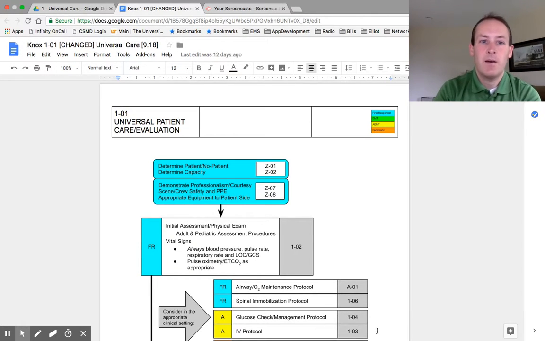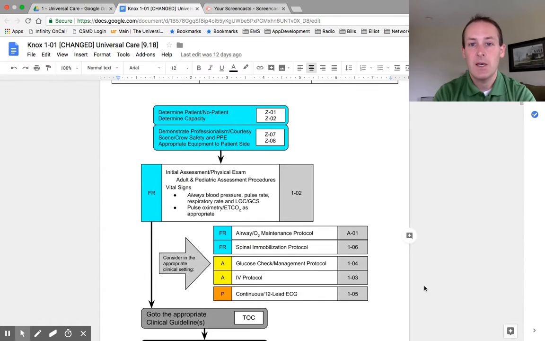Welcome back. I'm going to talk through the very first section in the clinical guidelines. This is 1-01, which is Universal Patient Care and Evaluation. Essentially, this is a guideline for every single patient encounter that you have. These are things that should go through your mind with every patient.